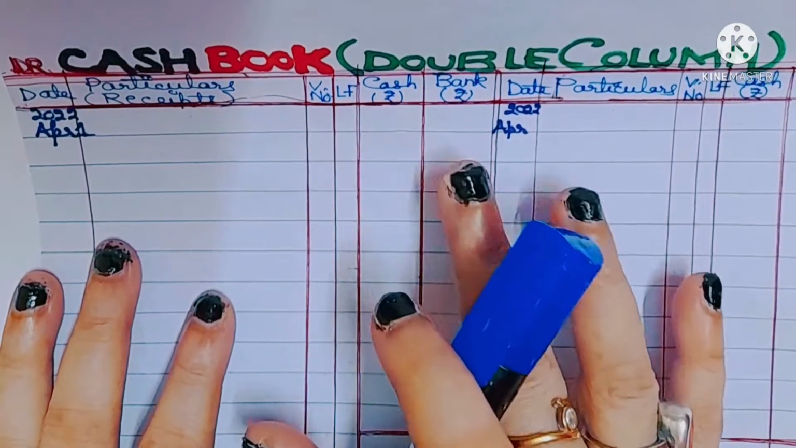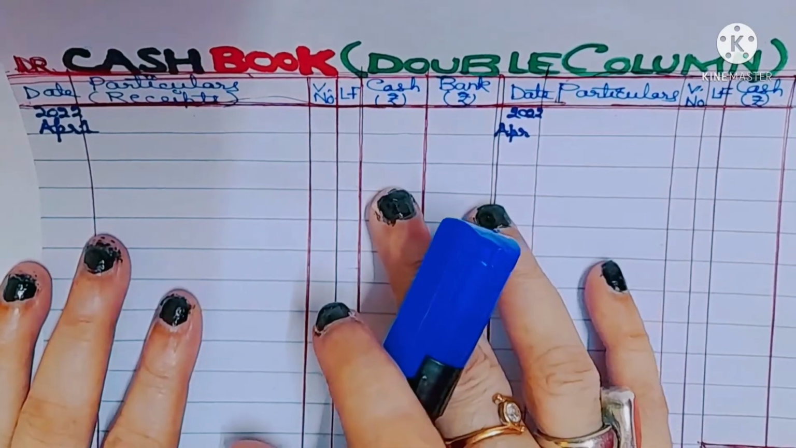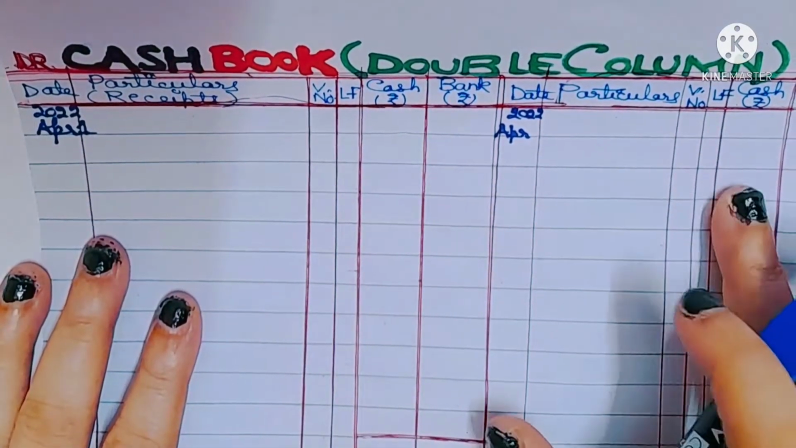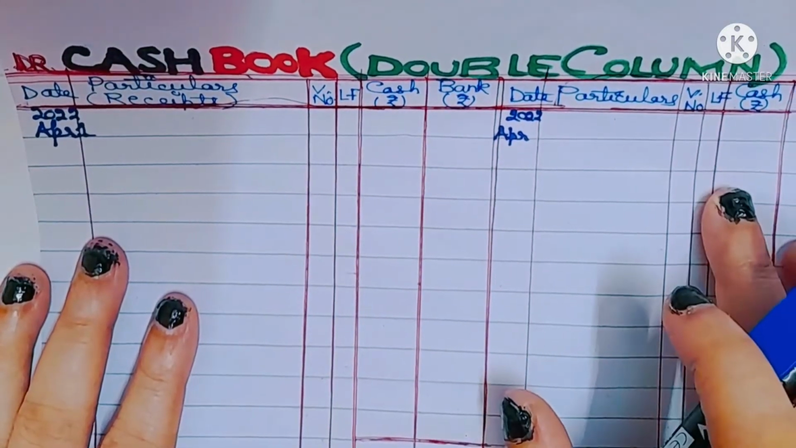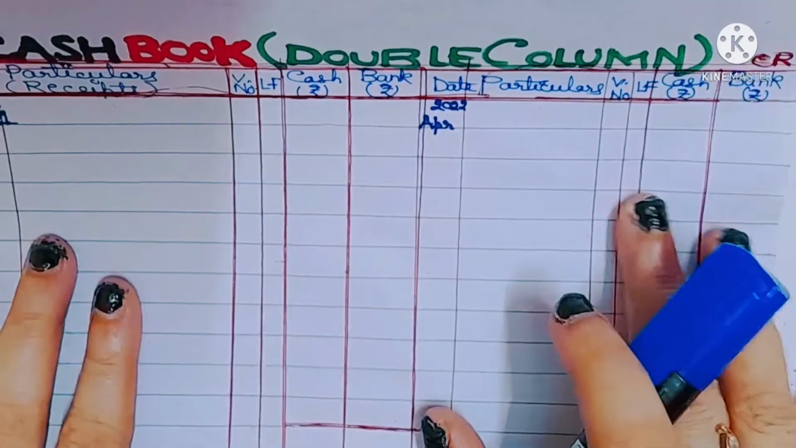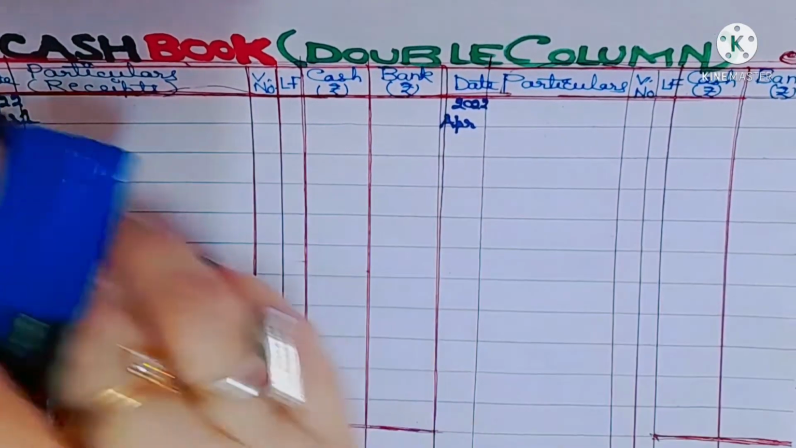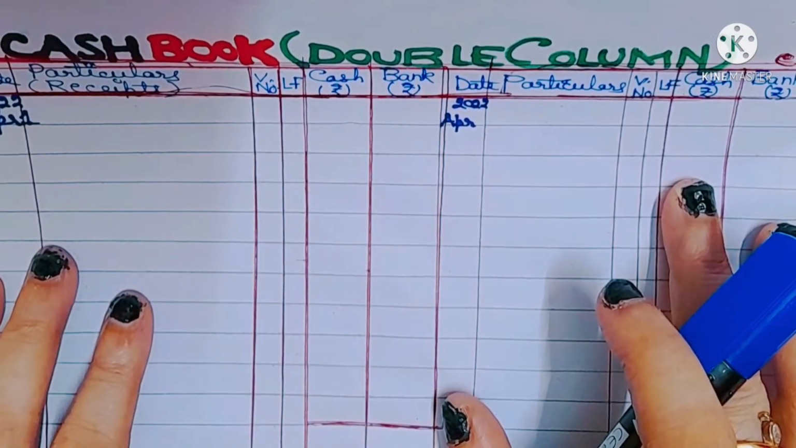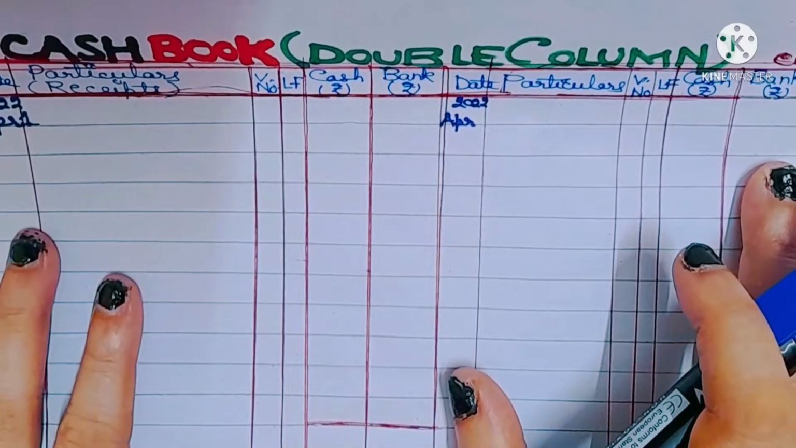Okay? And all cash receipts are recorded on the debit side in the cash column. And all cash payments are recorded on the credit side in the cash column. Okay? And all checks received are recorded on the debit side in the bank column. And all checks paid are recorded on the credit side in the bank column.